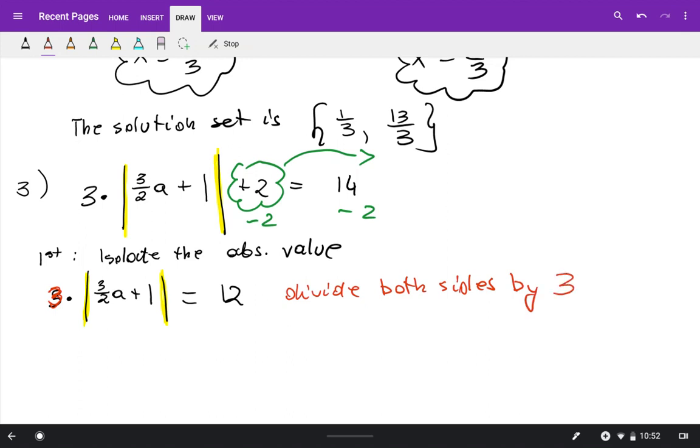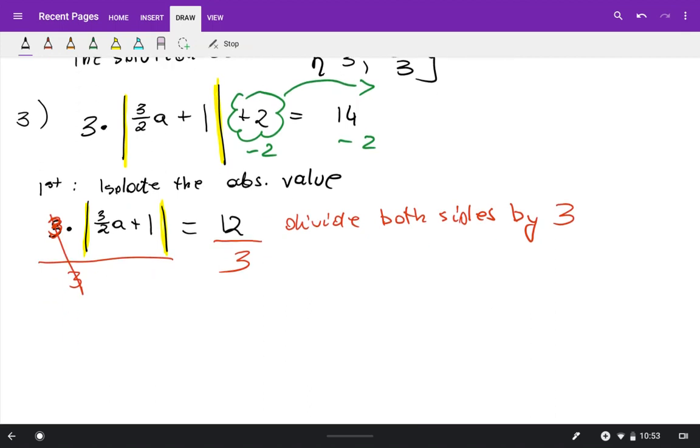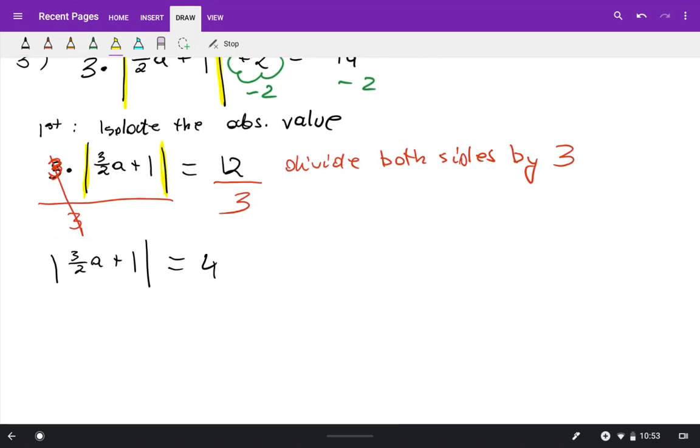You solve that the same way, like if you have 3 times x equal 12. So we need to isolate that expression. We divide both sides by 3. This cancels, and finally we only have absolute value on the left side, which is 3 over 2a plus 1, equal 12 divided by 3, which is 4. Now that we isolated the absolute value, I'm ready to solve this equation, and we can definitely solve it since 4 is positive.